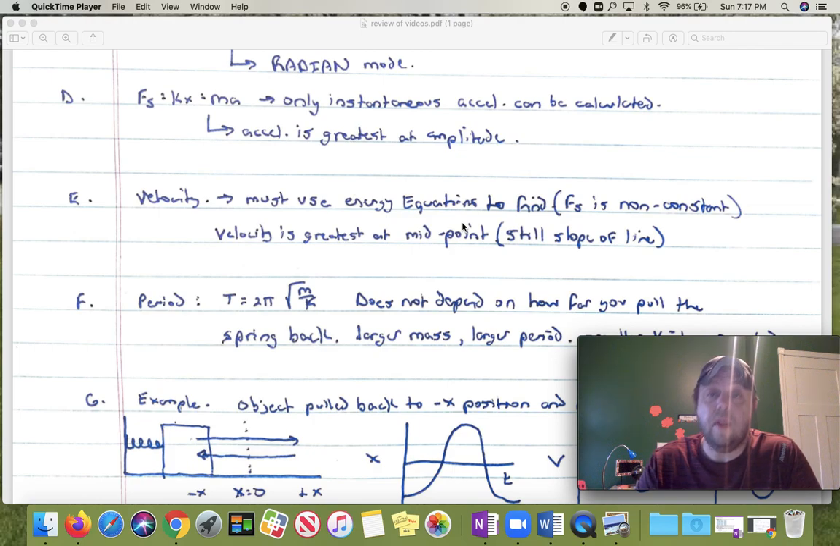So, once again, the velocity is greatest at the midpoint. Remember, the acceleration is 0 at the midpoint, but the velocity is the greatest at the midpoint. Okay, so those are things that we have to understand. Remember, we're still looking at position versus time graphs, folks. The slope is velocity, so you should be able to find the slope of the line.